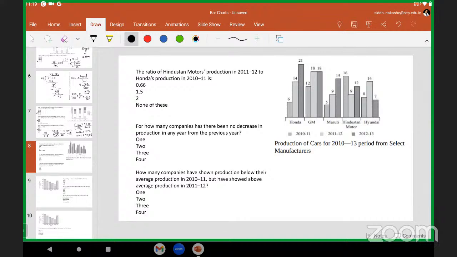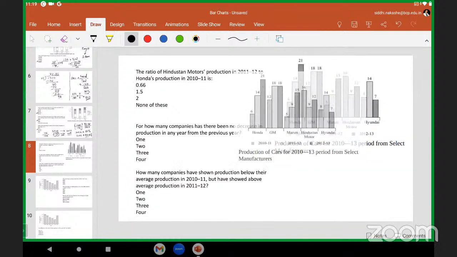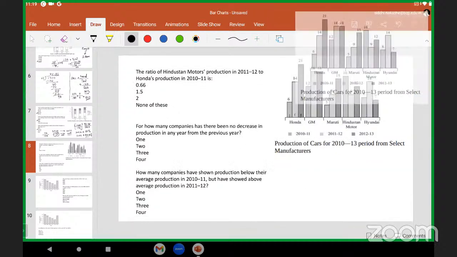Okay, so let's start with this set. There are five car manufacturers, and their production is given in terms of numbers. The production of cars is given over a period of 2010 to 11, 11 to 12, and 12 to 13. So the first bar will represent 2010, the second is 2011, and the third is 2012 to 13.